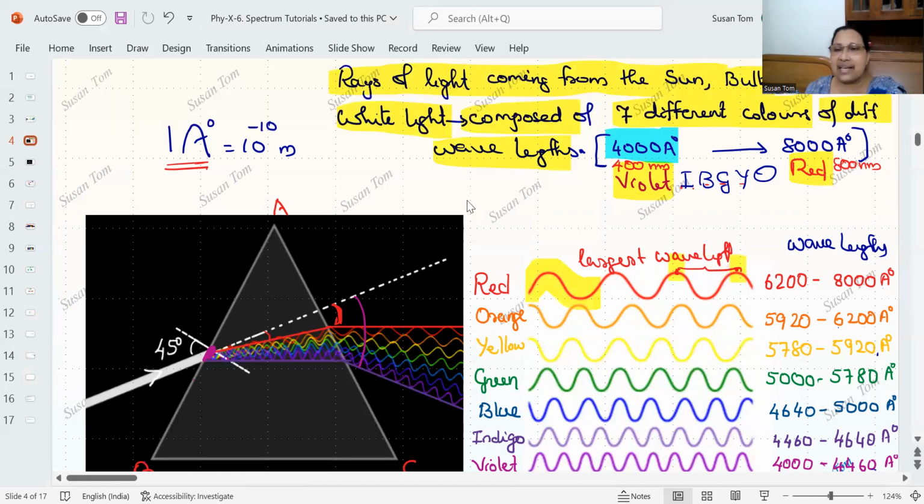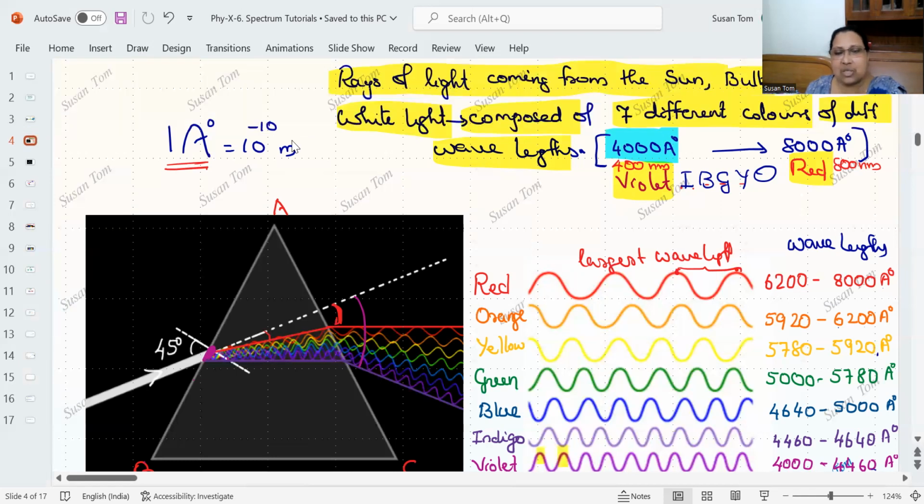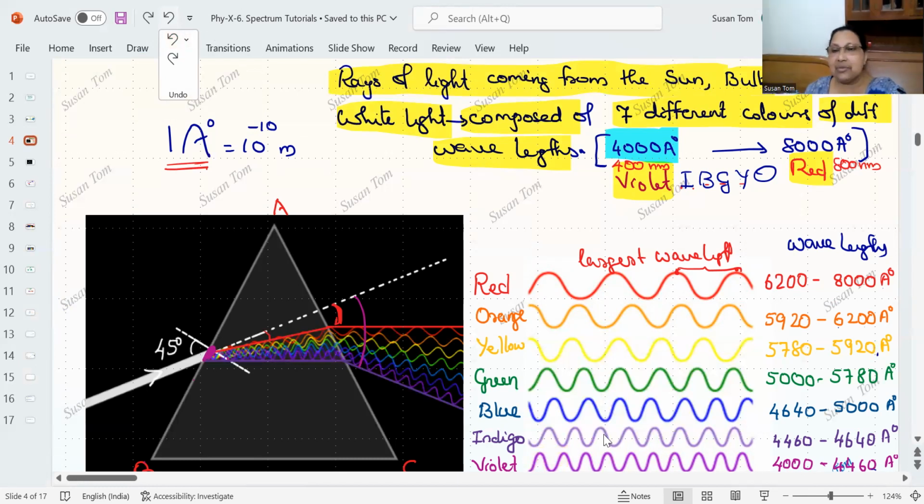And when you consider these diagrams I have shown, the waves of different colors, you can see the violet has a shorter wavelength from here till here, one crest and one trough. Yes or no? While that of red has the maximum. And the other colors are in between. If you look at the values, the red end has the maximum 8000, but it begins from 6200 angstrom till 8000 angstrom. While the violet end is from 4000 angstrom till 4460 angstrom. So in between, maybe some 500 or 800 angstroms, the range is for one color.